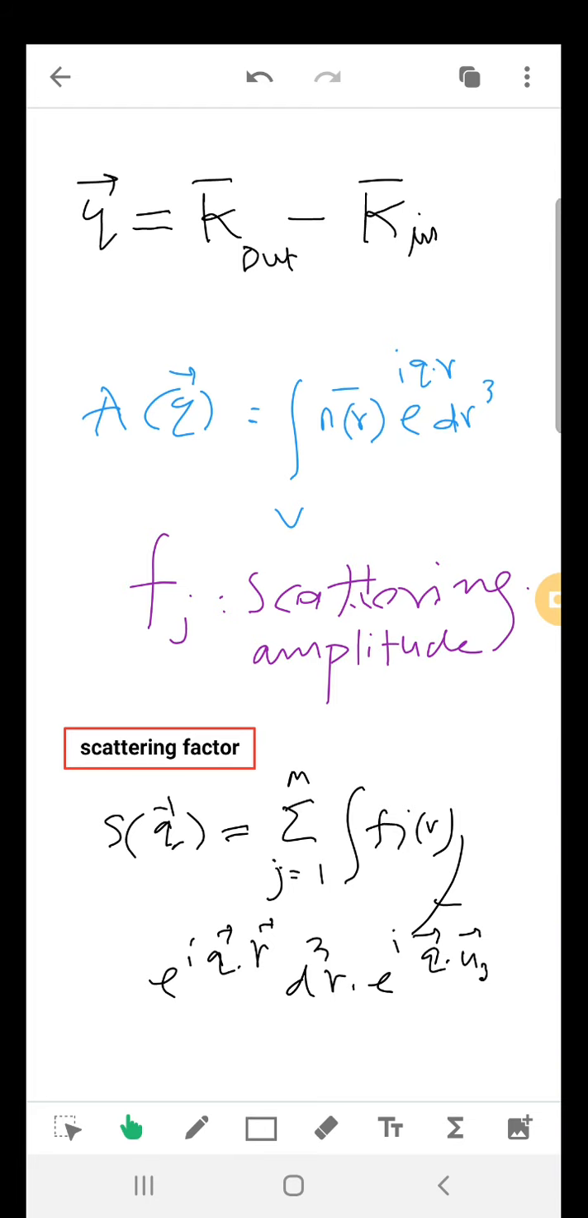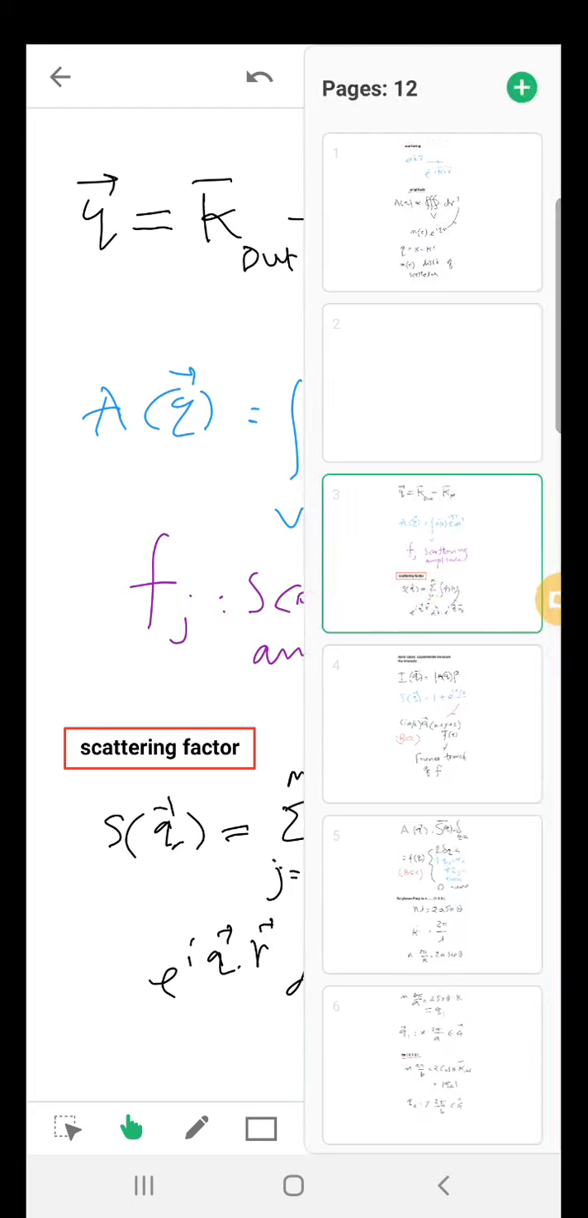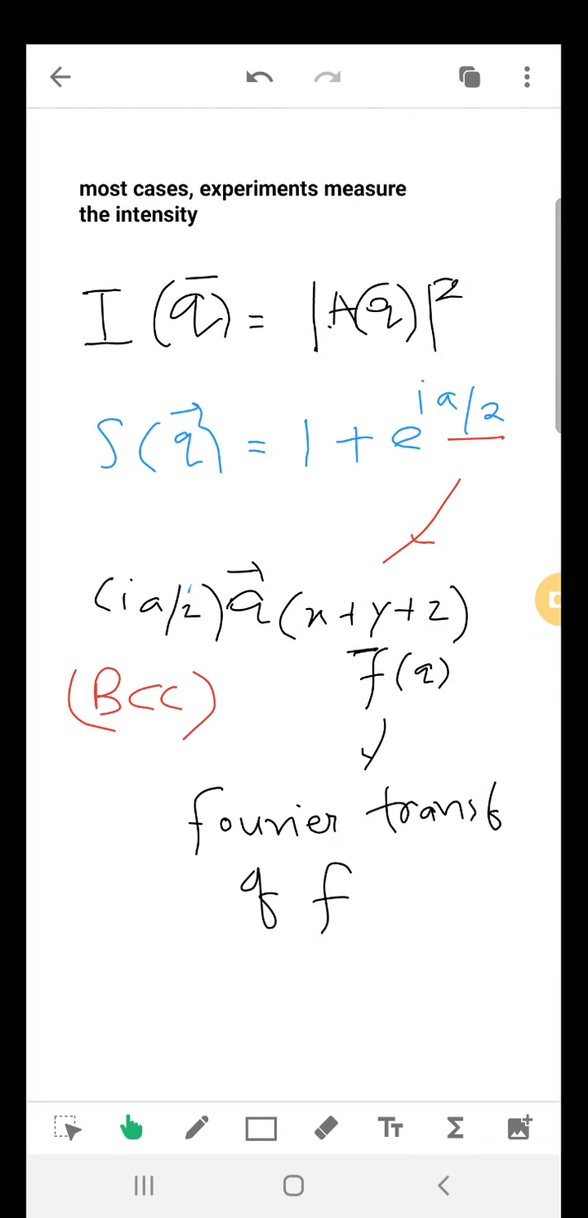And if this is the scattering amplitude, then we can write the scattering factor as the integration of f_j into this expression, e to the power i q dot r. In most cases, in experiments, the measured intensity is the square of the scattering amplitude, and so the scattering factor takes the form in this fashion.